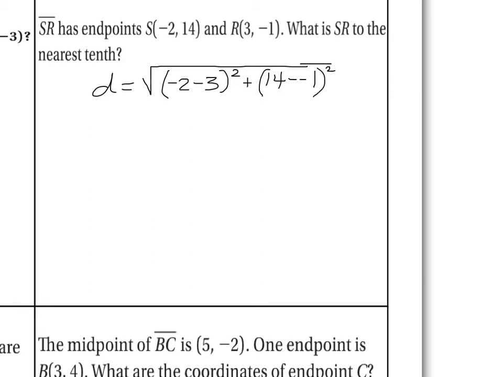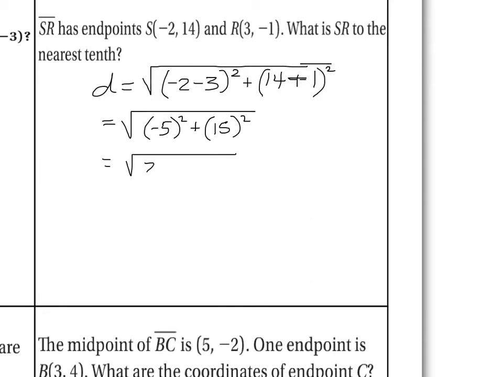So, -2 minus 3 is -5 squared, plus, again, two negatives next to each other become a positive, 14 and 1 is 15 squared. -5 squared is 25. 15 squared is 225. When I add those together, I get 250. And again, it says round. What is SR to the nearest tenth? When I take the square root of 250 to the nearest tenth, this gives me 15.8. So SR is 15.8 units long.